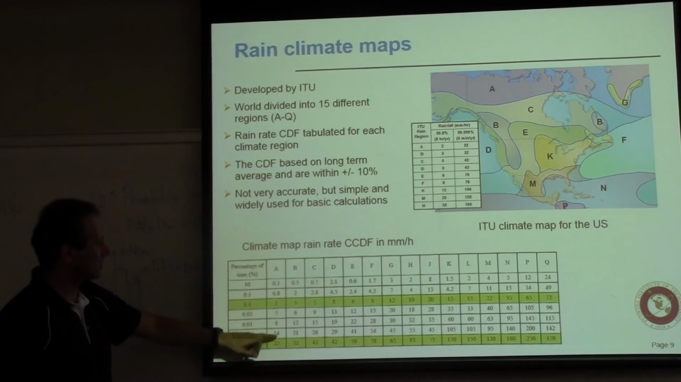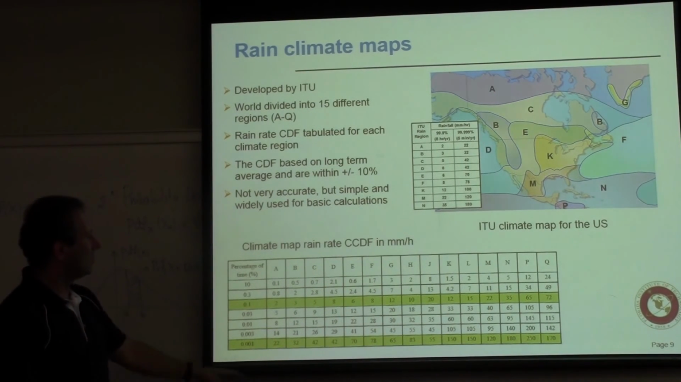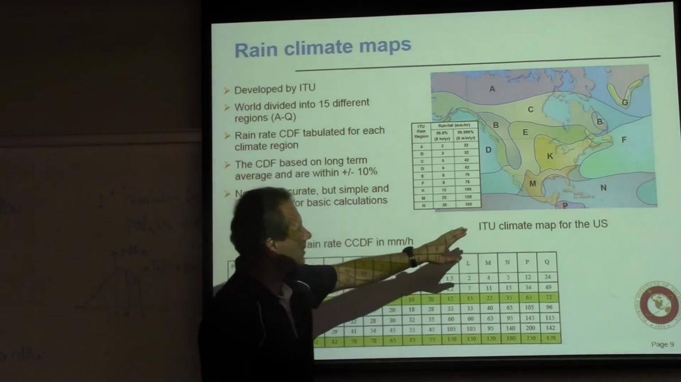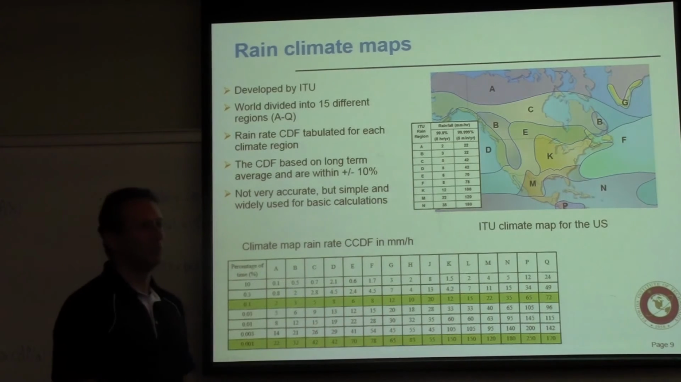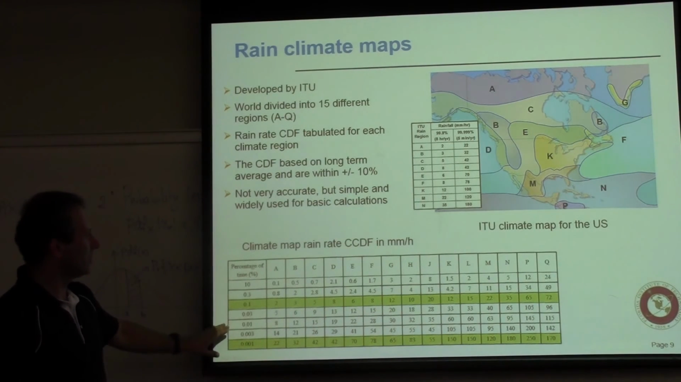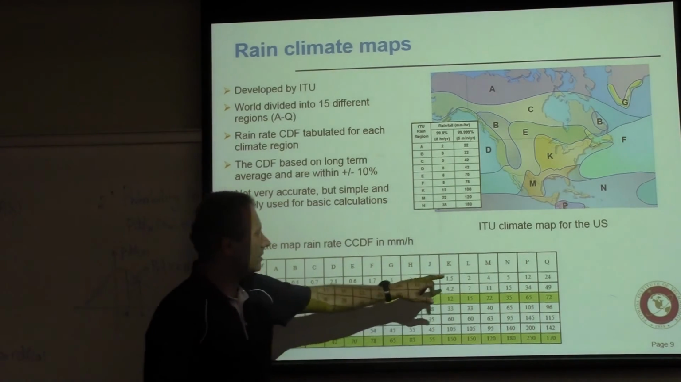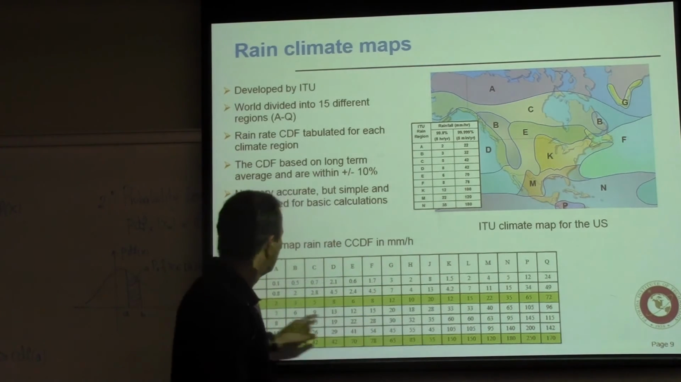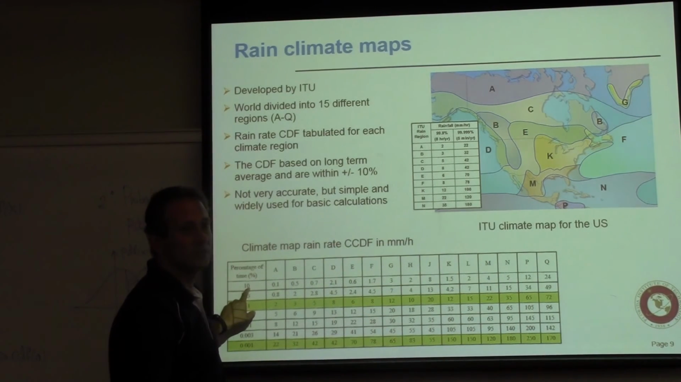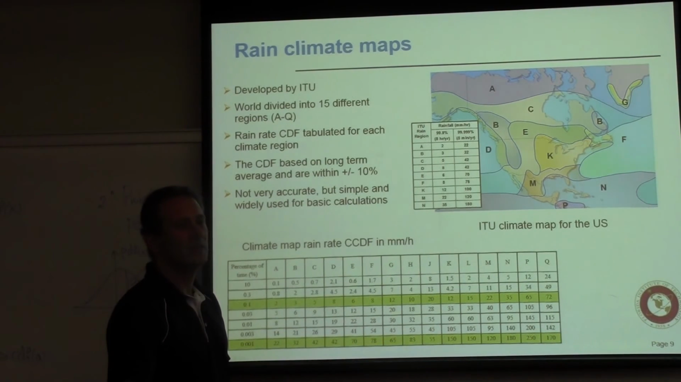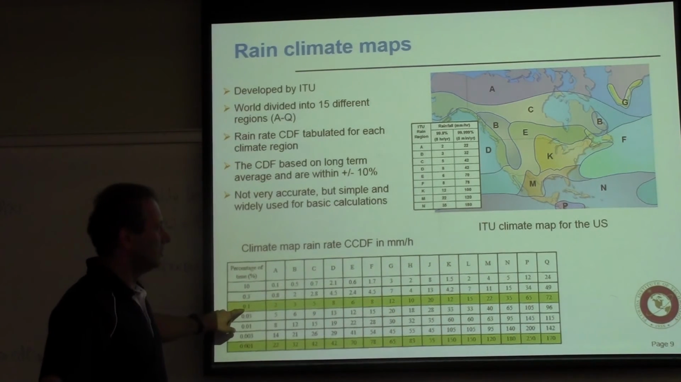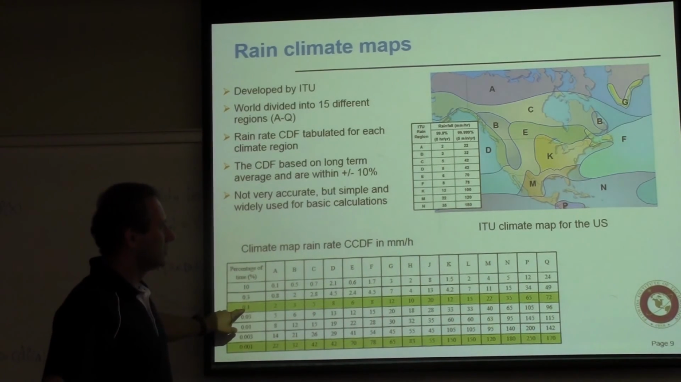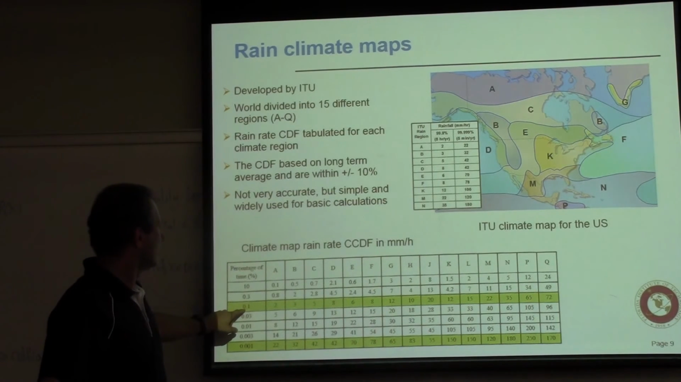And that's a CCDF curve that is given here. For example, let's take a look at our Florida. We're in a region, we're kind of here on the border between N and M. But let's assume we're in N. So if we are in the region N, this gives you the rain rate exceeded in 10% of the time. So 10% of the time, it's going to rain more than 5 millimeters per hour. In 0.1% of the time, it's going to rain more than 35 millimeters per hour.